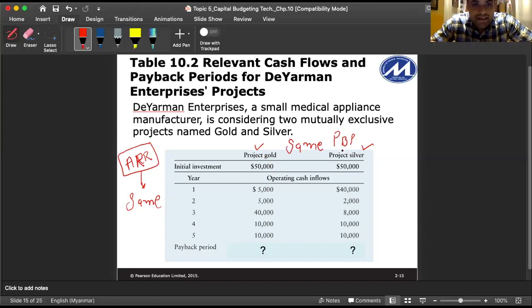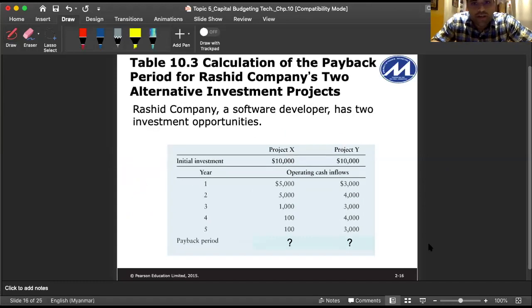So that is the idea to calculate payback period and ARR. So I guess you have one more question. Yes. So one more question. You have two projects, project X and Y. So tell me, what is the payback period? Which project we should select?